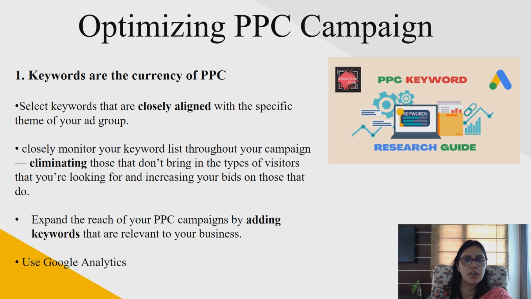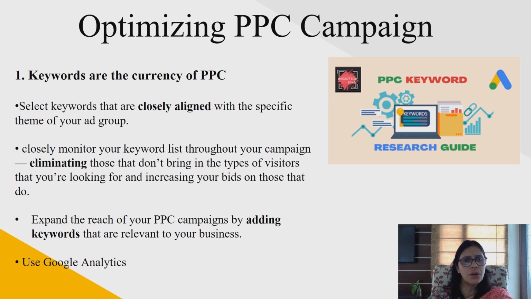Now talking about another very important aspect, how can you optimize a PPC campaign, because it is something wherein you are paying money. So if you are paying, you need to get maximum output from that. So how can you optimize your PPC campaign? First and foremost thing is the keyword, which is currency for PPC, as I told you earlier also. So you need to be very particular and very specific while you are selecting the keywords and bidding for them. Firstly, they should be very closely aligned to the kind of business that you do, the theme that your ad has.